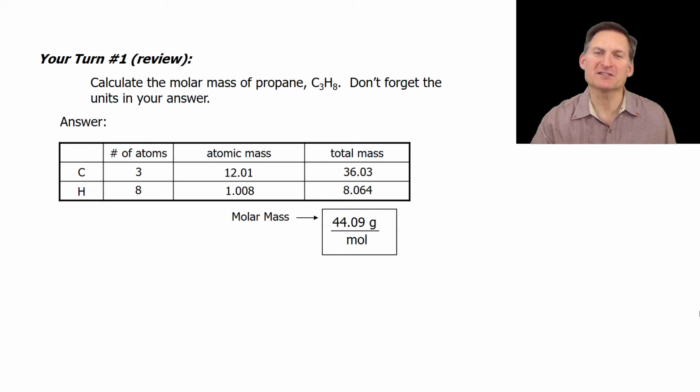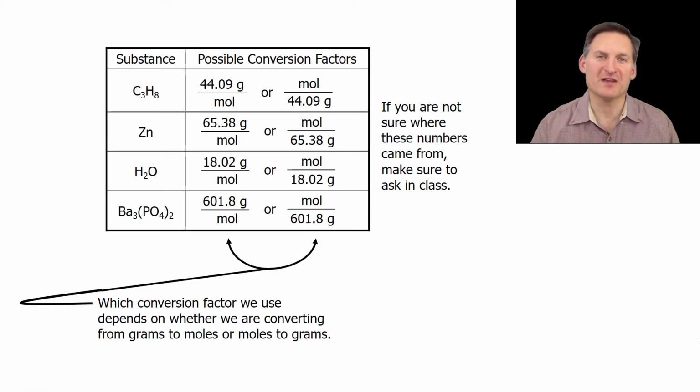Since molar mass is essentially a fraction in which the quantity in the numerator, 44.09 in this case, is equivalent to the quantity in the denominator, 1 mole, we can use molar mass as a conversion factor to help us convert between grams and moles. For example, the molar mass of propane that we just calculated can be made into this conversion factor or this one. Which one we use all depends on whether we're converting from moles to grams or grams to moles.